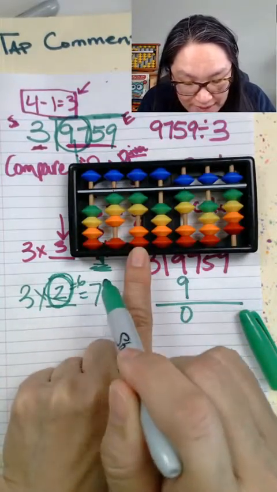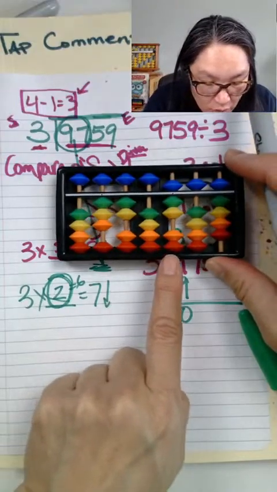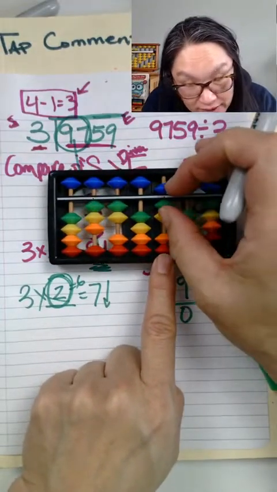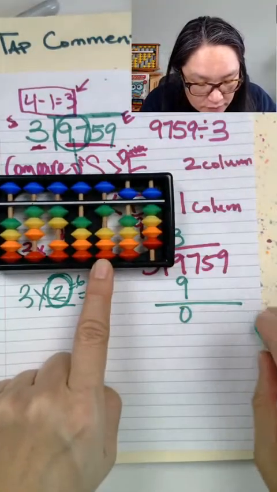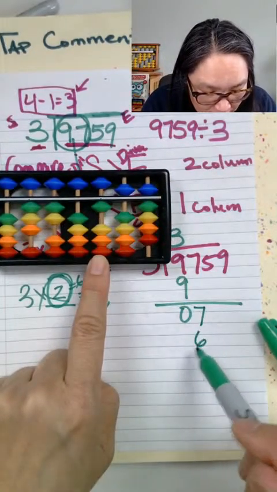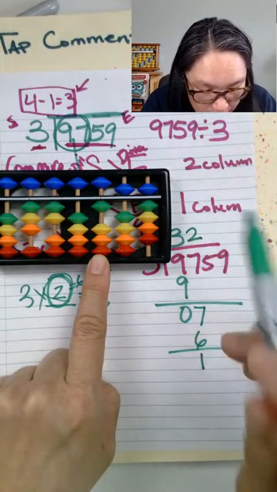And I take away 6, right? Because 3 times 2 is 6. So I go over here and I take away 6. Like that. So that's the same thing as 7, and then we do 1. Oh, I need to add my 2 here.